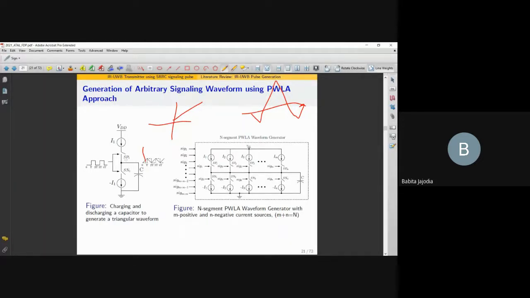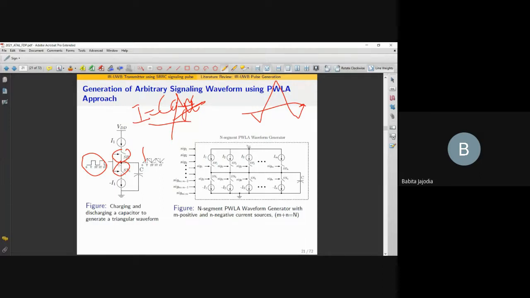So why not use the advantage of switches? You can see two switches connected here, and these are controlled by digital signals, which will be controlling the current source. And since the slopes are the same, we are putting the same current sources. As we know, I equals C dV by dt, right? So if we control it in this way, we can set it up.